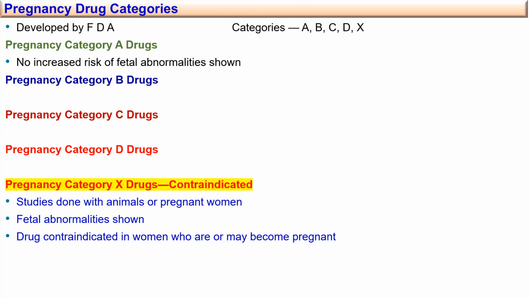Now, according to the FDA, medications are classified into categories A, B, C, D, and X, and these give no specific clinical information to help guide nurses or their patients about medication safety.